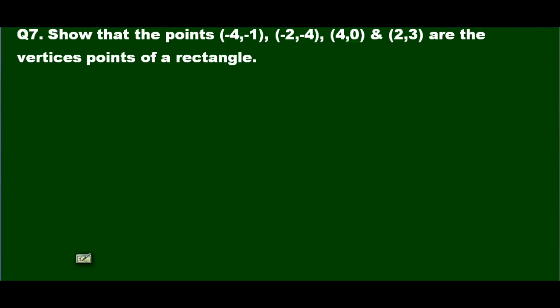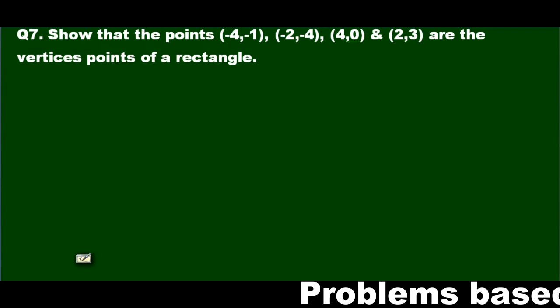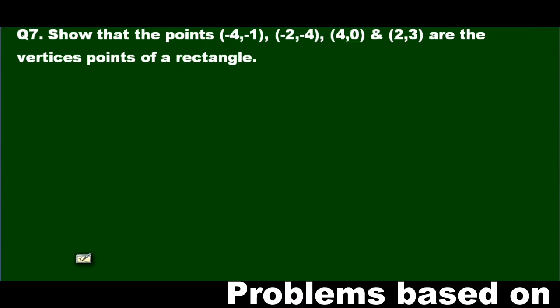So that the points (4, -4), (-1, -2), (-4, 4) and (0, 2), (3) are the vertices of a rectangle. So this question is the same as the above question, so you can do it yourself.